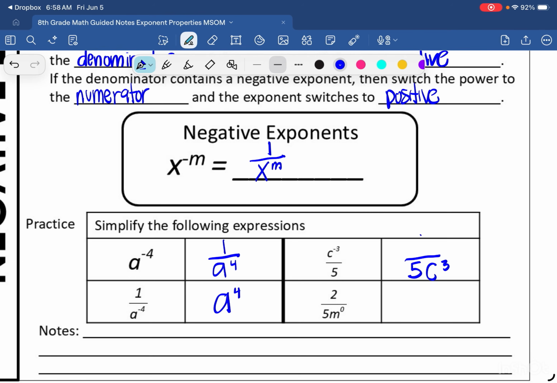And in the numerator, I'm just going to write 1. 2 over 5 times m to the 0. So 2 over 5, m to the 0 is 1. So 2 over 5 times 1, which is going to give me 5.